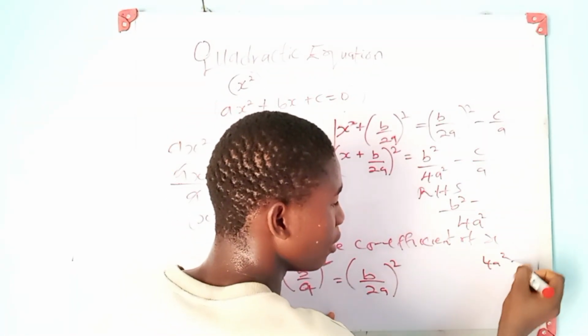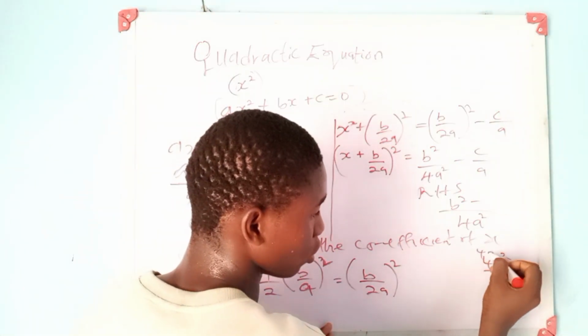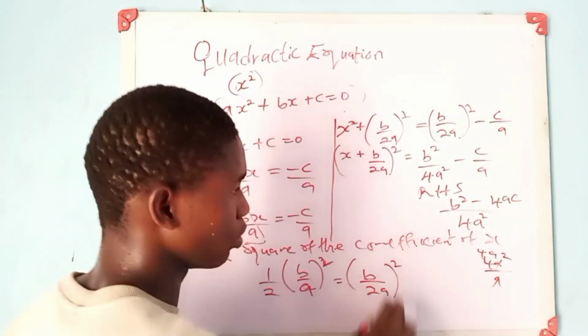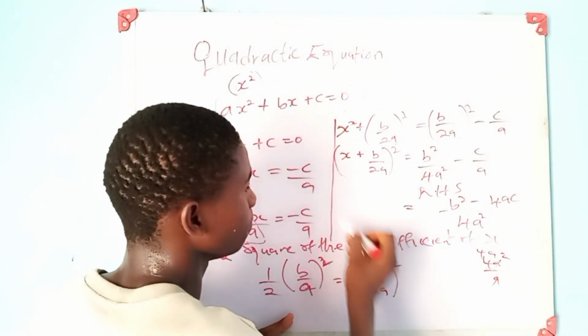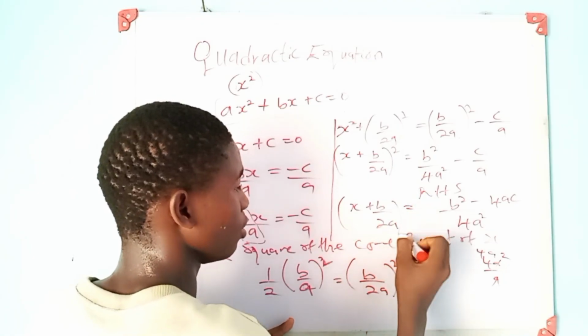See it, 4a square divided by a. So one of the a here will cancel one a here. You are left with what? 4a. So that 4a times this is going to give me 4ac. You understand? So we are getting the value of this part. It then equals to what? X plus b over 2a square.